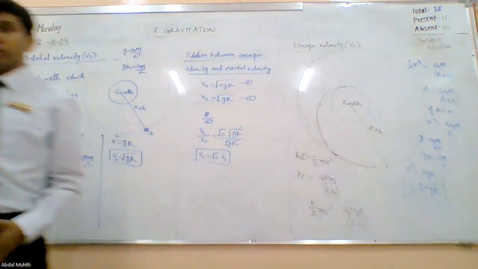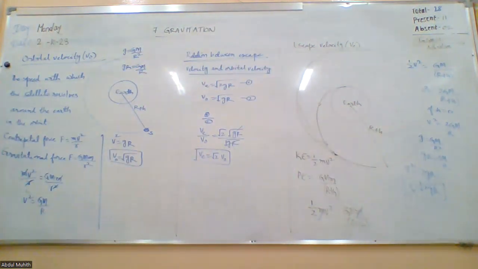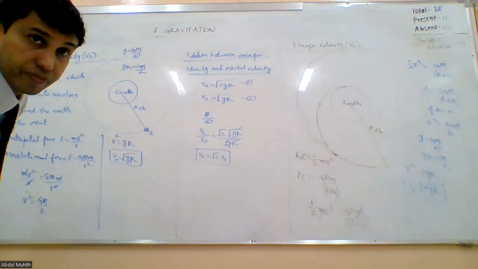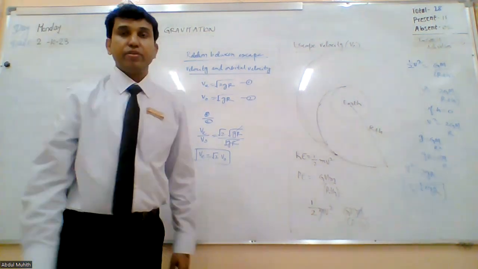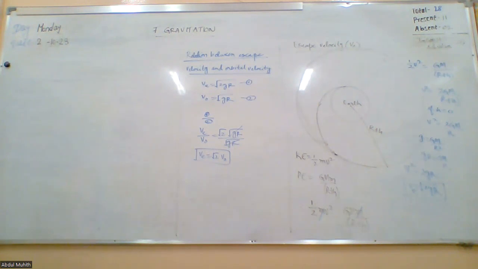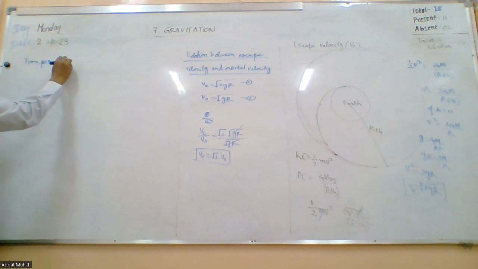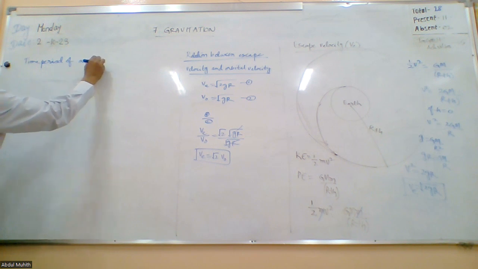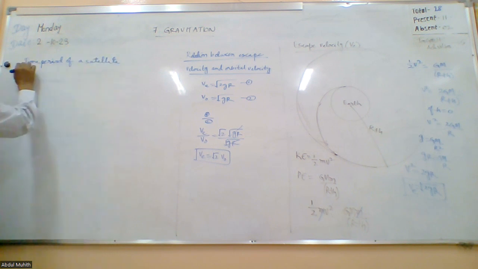Did you complete this? Write this. Just stop it there. The time period of the satellite is the last topic, and that completes our topic. It's very simple. So the time period of a satellite is capital T.